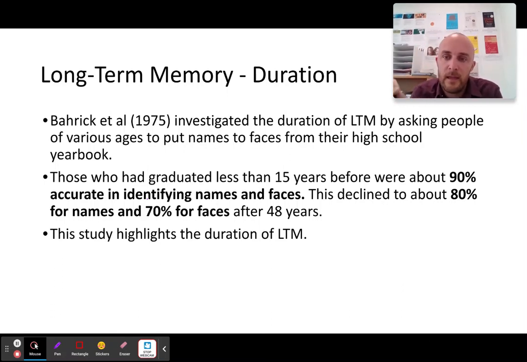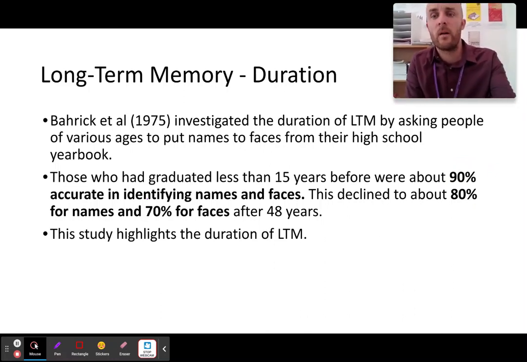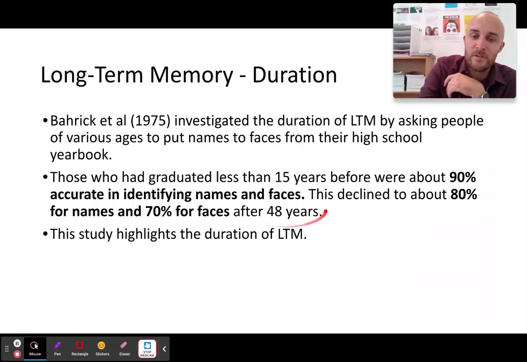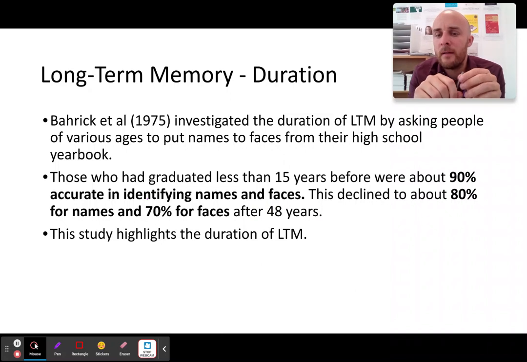Now, if you have a look, if you've left within 15 years, apparently you can remember up to 90% of names or faces. That's quite strong. That shows you that long-term memory is actually quite effective, to be honest with you. But if you add another 33 years onto those 15 years and you get people that left 48 years ago, it does go down a little bit, but the fact it doesn't go down that much is a testament to how good your memory is. It declined to about, people could remember 80% of names and 80% of faces. So sometimes they would just show the face and you had to guess the name. Sometimes they would give you a name and you had to pick a face out, for example.